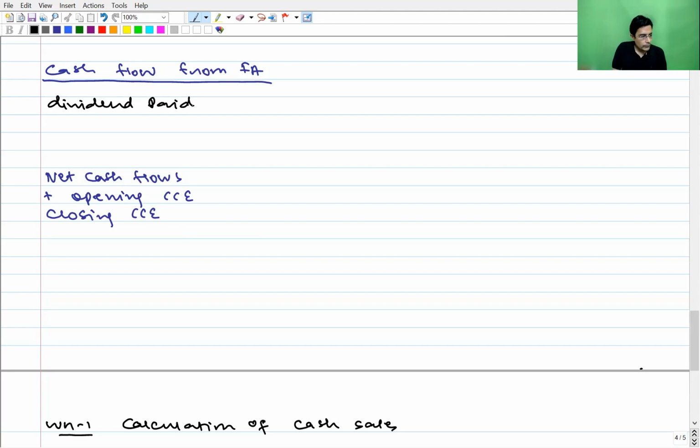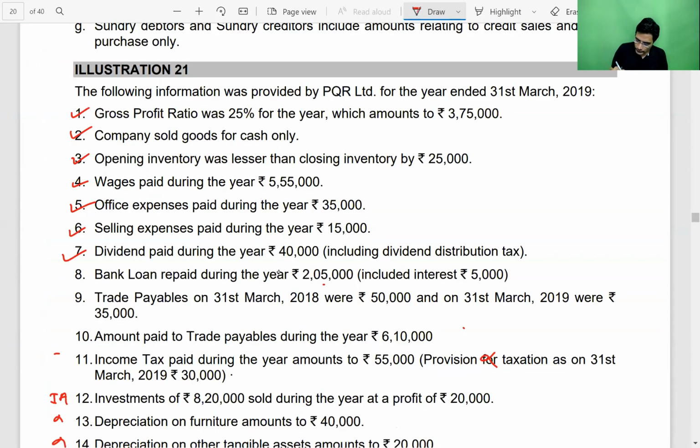Amount is, let's see, dividend paid 40,000, including dividend distribution tax. 40,000 cash outflow. Next. Then they have told bank loan repaid during the year 2 lakh 5.